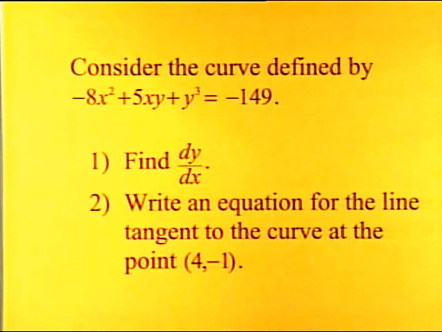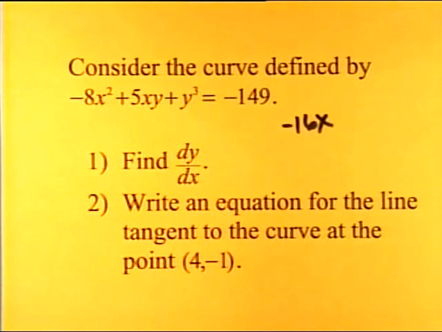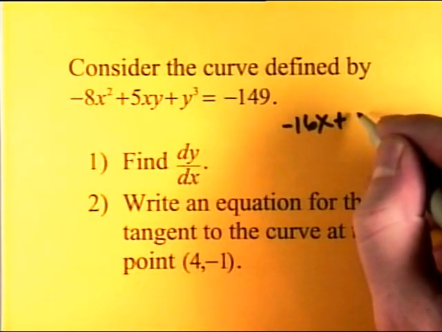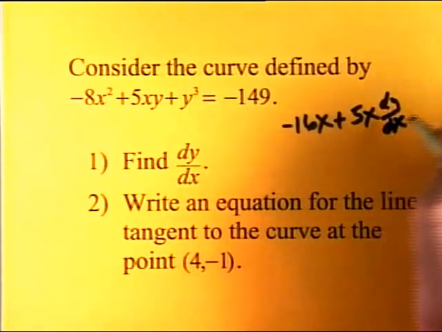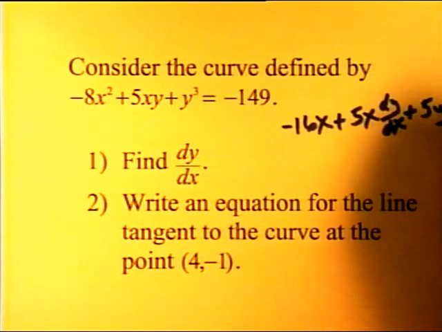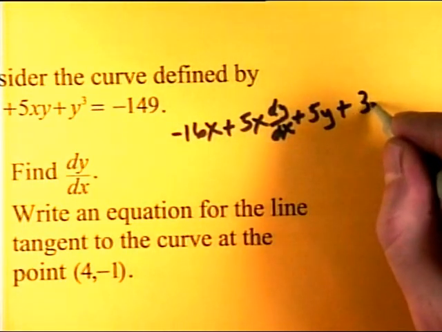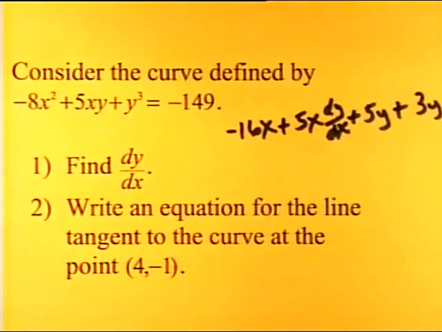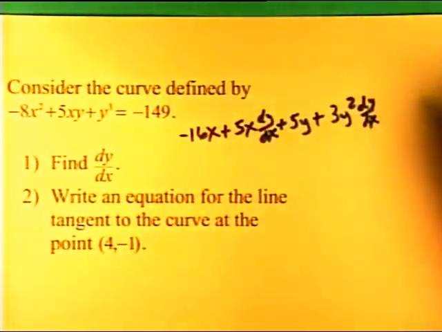Okay. It'll be negative 16x plus 5x times dy over dx, plus y times 5, or 5y. That's good. Excellent. Plus 3y squared dy over dx. Equals 0.